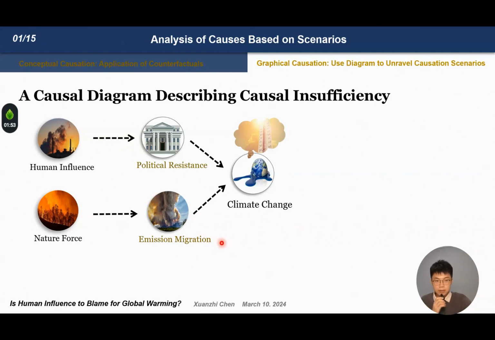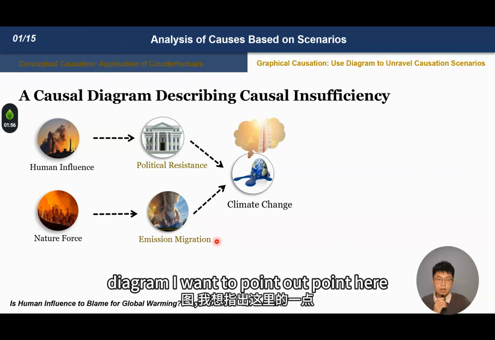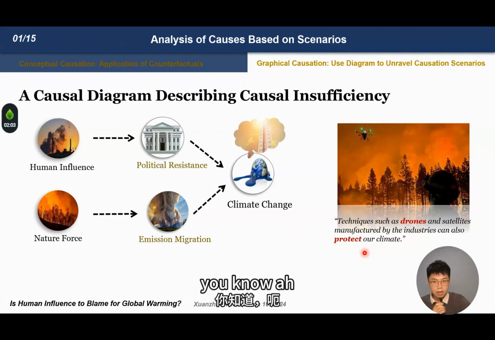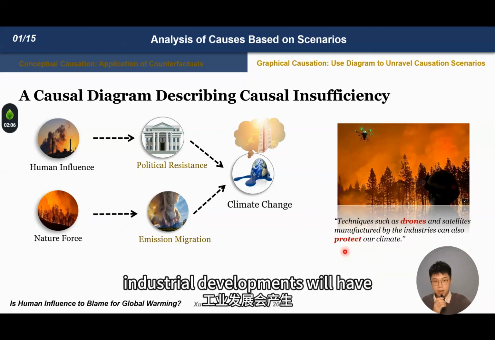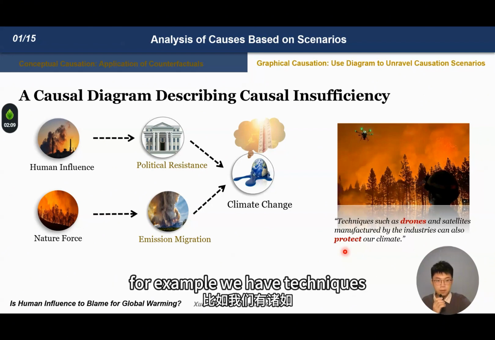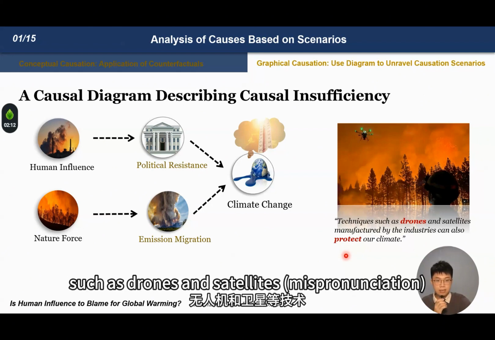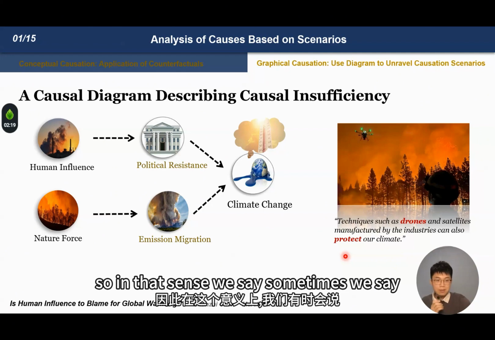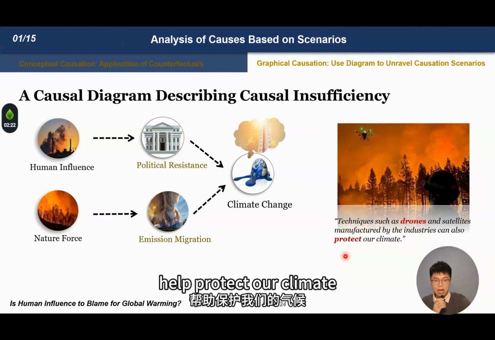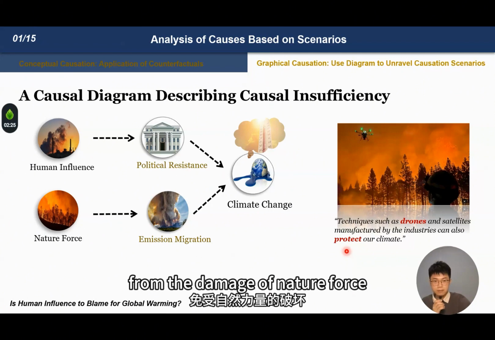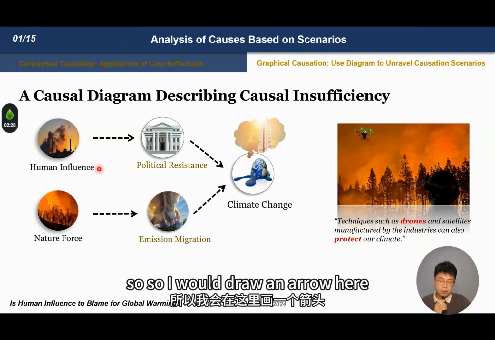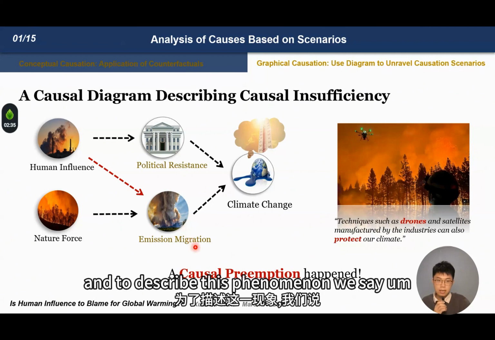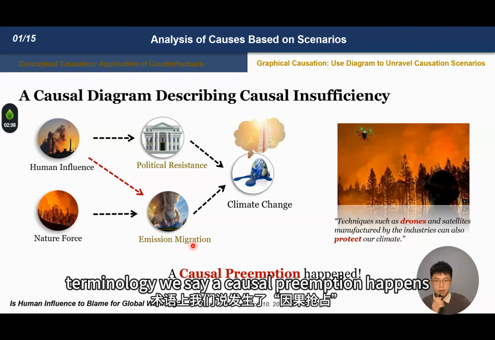Okay, so now given a specific diagram, I want to point out one point here, which is a bit controversial. Although we say industrial development will have some bad impacts, there are also some good things. For example, we have techniques such as drones and satellites, which can help us better detect where and when the megafire happens. So in that sense, sometimes we say human influence can help protect our climate from the damage of nature force. So I would draw arrows here, which I mark in red. And to describe this phenomenon, we say, in terminology, a causal preemption happens.